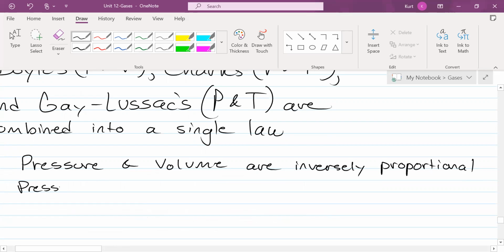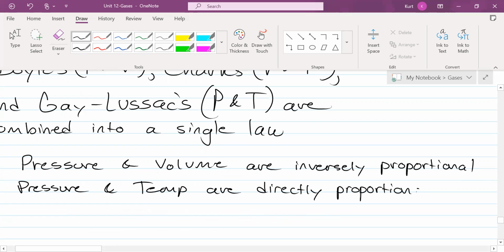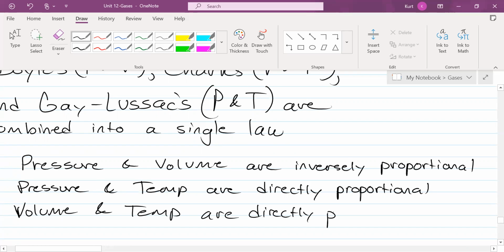Pressure and temp are directly proportional. If you multiplied one by 2, you multiply the other by 2. And volume and temp are directly proportional.